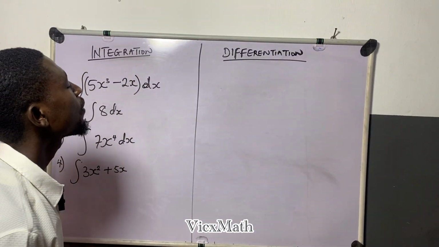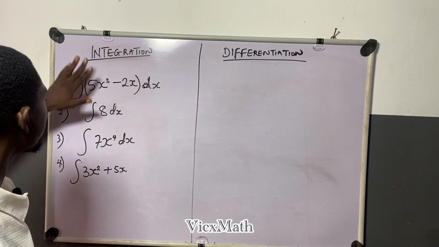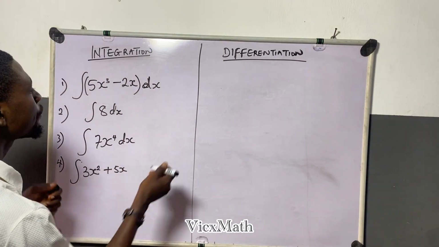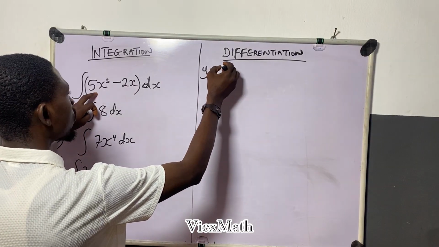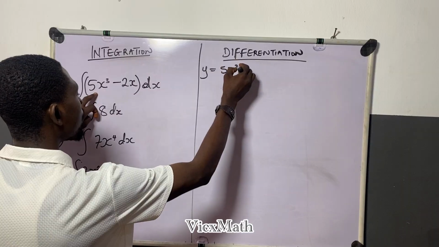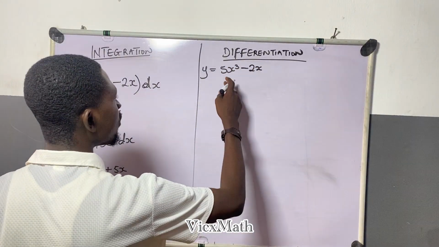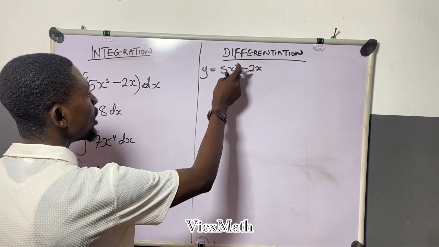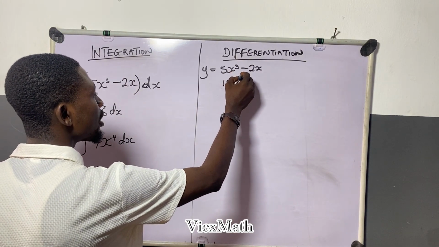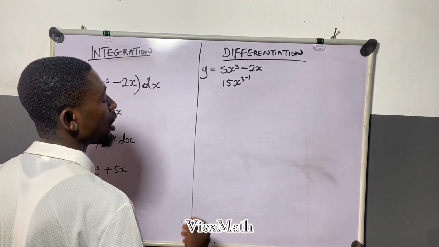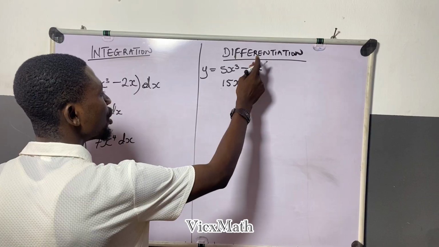Now, with the question, I will integrate this, but let me differentiate everything here before I come and integrate it. The question here is y. You know that we will write y is equal to what? 5x minus 2x. Now, very simple. So let's differentiate each of them. Here we have 3 times 5, this is 15, and x raised to 3 minus 1 will give us 2.